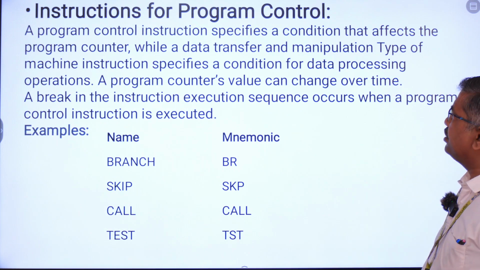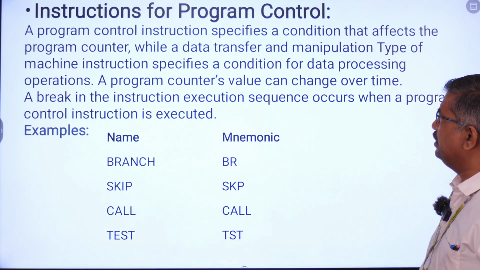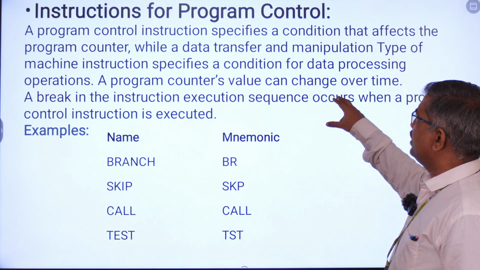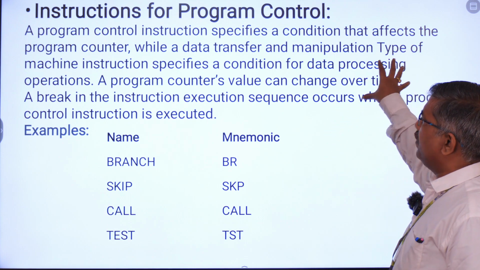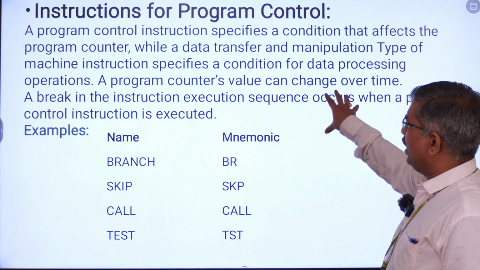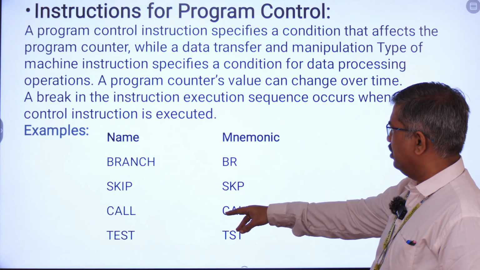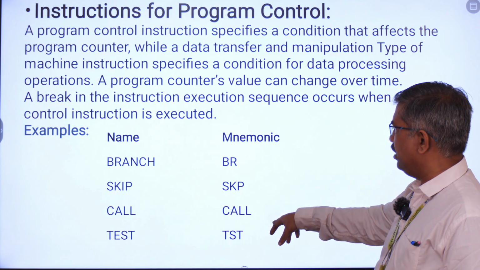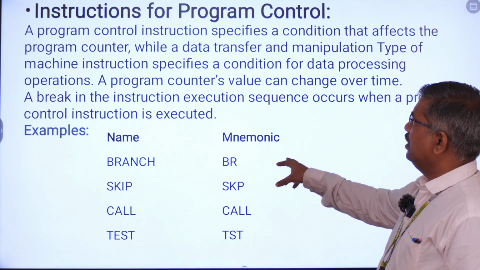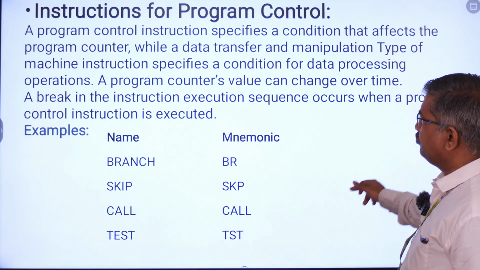Next are the instructions for program control. This is another type. A program control instruction specifies a condition that affects the program counter. Here examples are given: branch, skip, call, test, etc. These are the corresponding mnemonics we use in the instructions for program control.